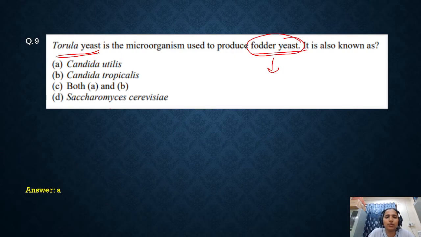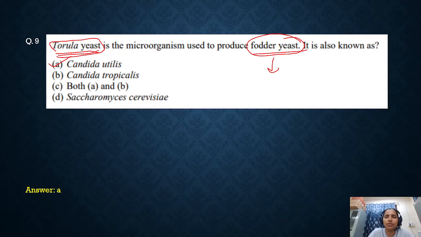So torula yeast is mainly used for the production of this. What is the scientific name of torula yeast? The options given are Candida utilis, Candida tropicalis, both A and B, and the D option is Saccharomyces cerevisiae. Torula yeast is also known as Candida utilis. So for this question the answer is A. Candida utilis is used for the production of fodder yeast. Okay.